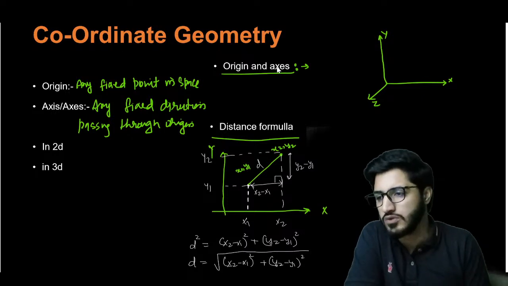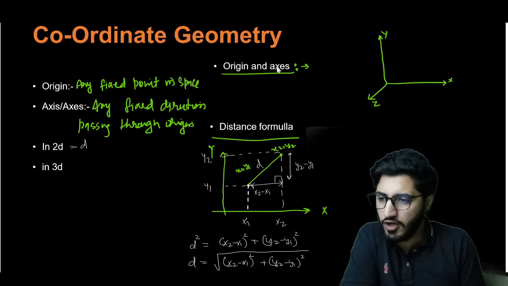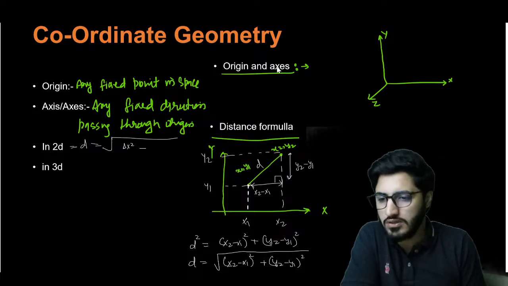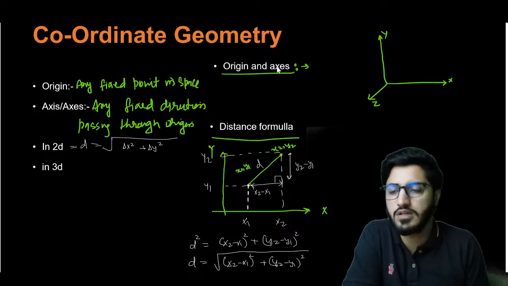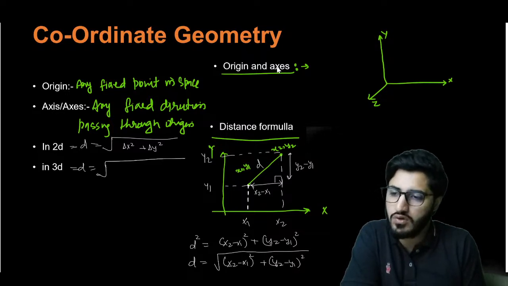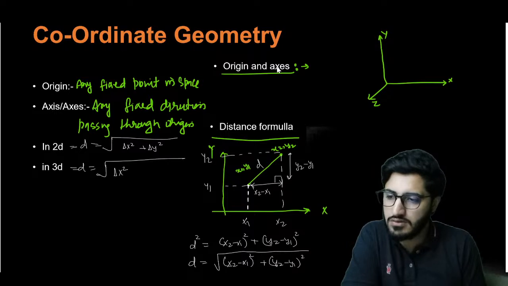Okay, so in 2D my D formula came out to be under root of delta x square plus delta y square, where delta x means x2 minus x1 and delta y means y2 minus y1. If we are dealing with 3D, we have to introduce one more axis, so delta x square plus delta y square plus delta z square.